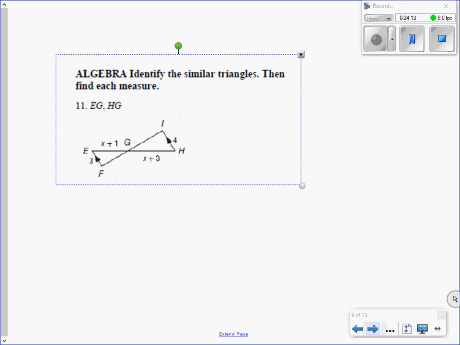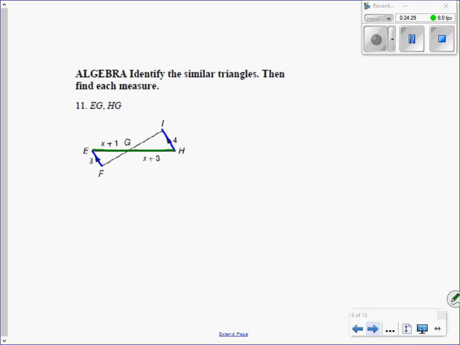Identify the similar triangles and find each measure. Okay. So the key here is we have parallel lines, right? And we got these 2 transversals. And on transversals of parallel lines, if you pretend that these are longer, then alternate interior angles are going to be congruent.